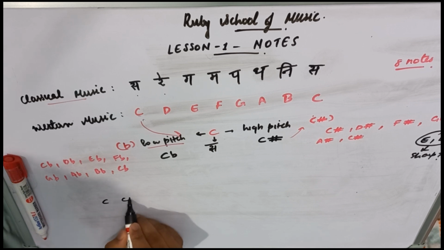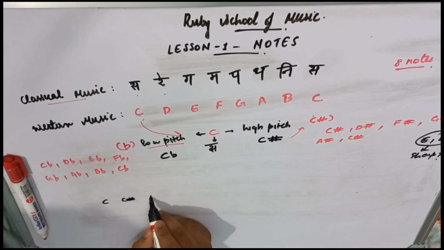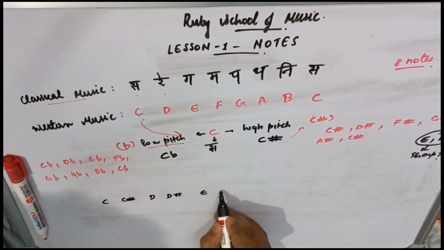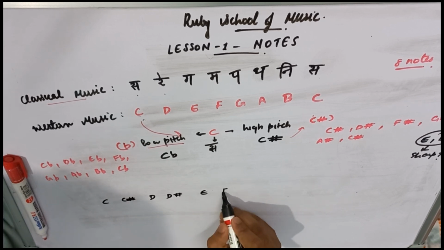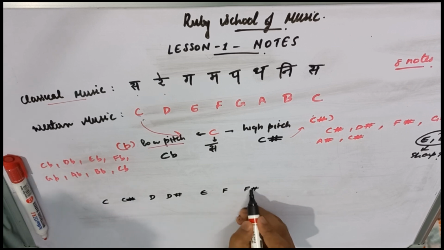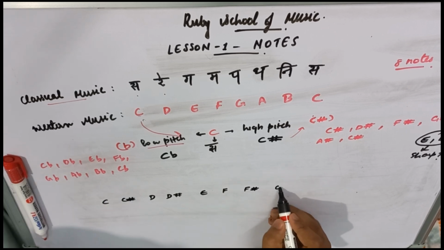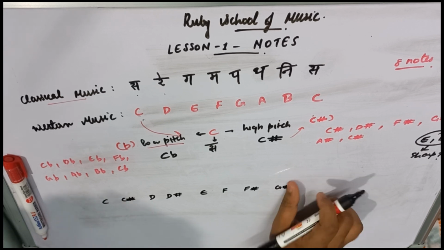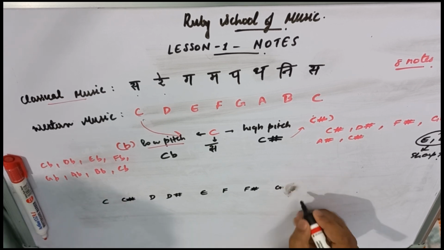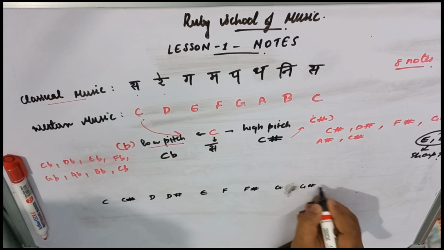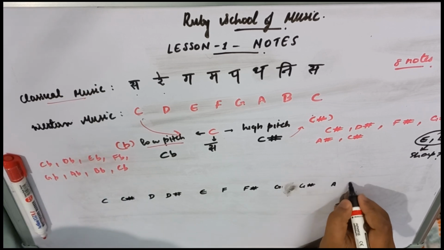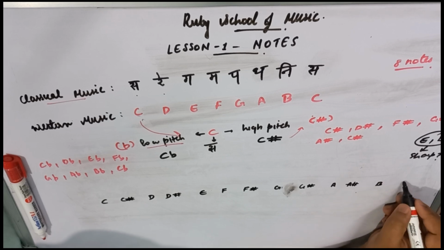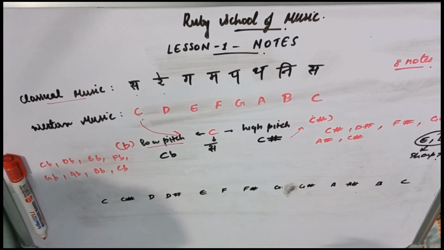C, C sharp, D, D sharp, E, there is no sharp, so F, F sharp, G, G sharp, A, A sharp, B, and C. There is no sharp, so C.